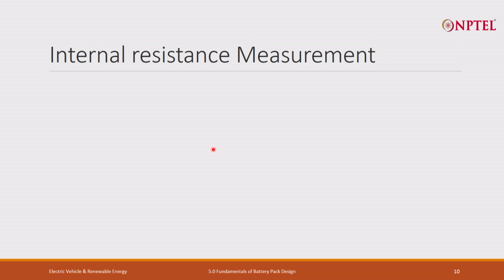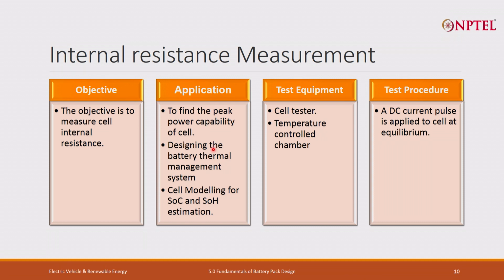Then is the internal resistance measurement. The objective of the IR measurement is to find the internal resistance offered by the cell. The application of this is to find the peak power capability of the cell, because power is limited by your resistance. Then when you are designing the thermal management system, you should know how much heat the system will generate. For that again you will need the Joule heating component, which comes from the internal resistance of the cell plus the bus bar and other things. It is also helpful in cell modeling for state of charge and state of health estimations.